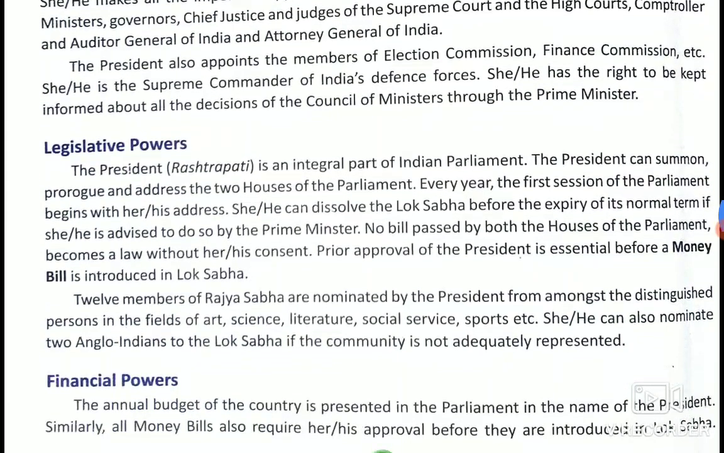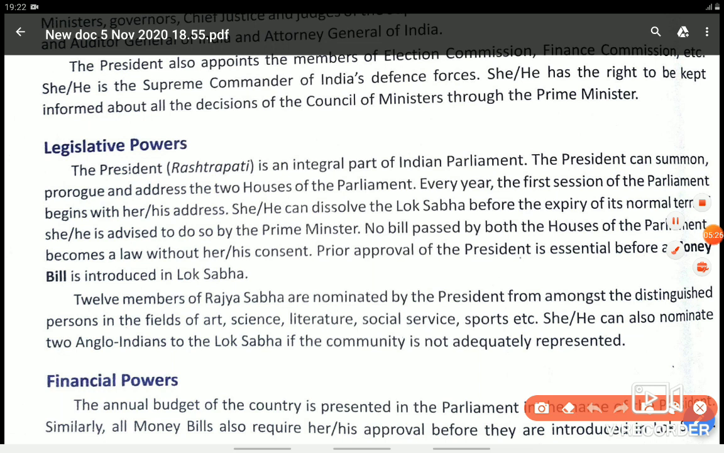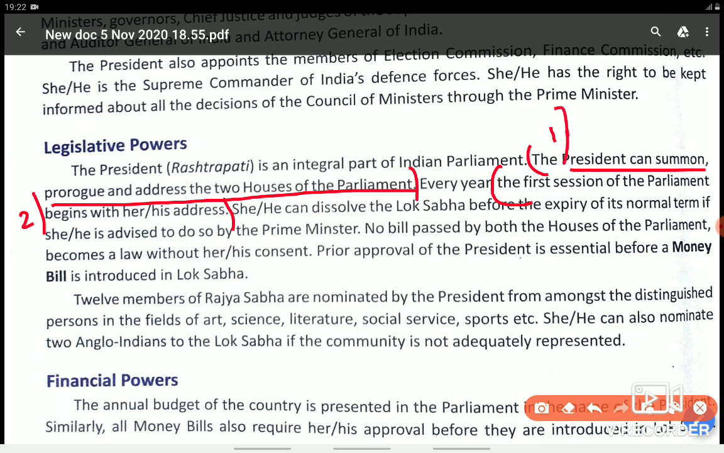First of all, you will give the heading there, legislative powers, and write. First point, the president can summon, prorogue, and address the two houses of the parliament. The first session of the parliament begins with his or her address. Second point. Third point, can dissolve the Lok Sabha before its normal term if he or she is advised to do so by the Prime Minister.